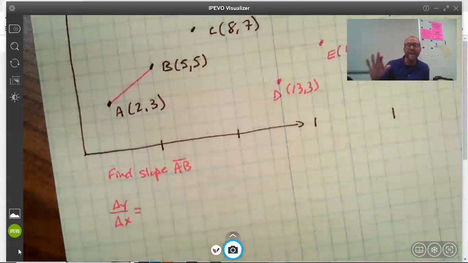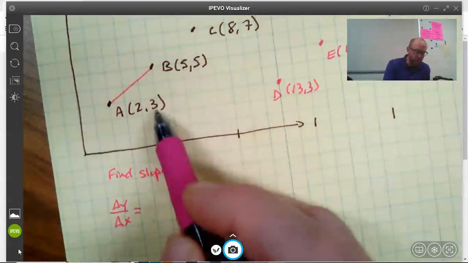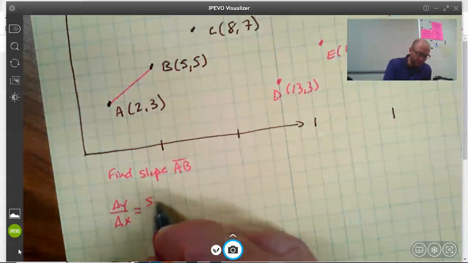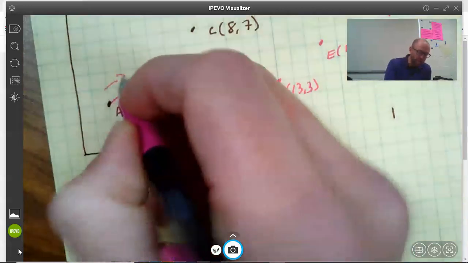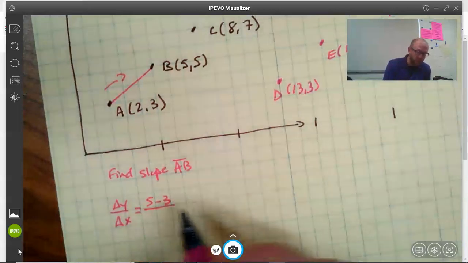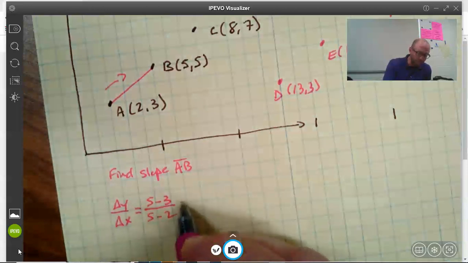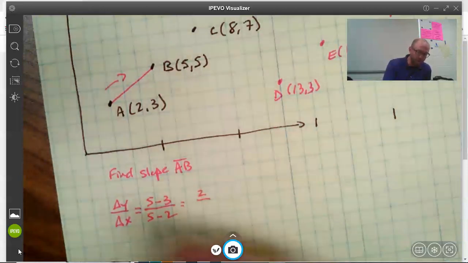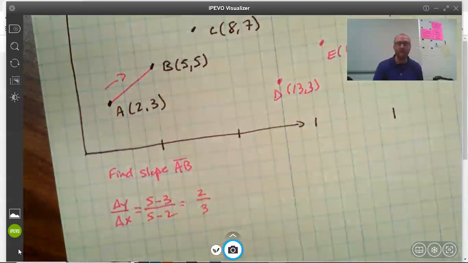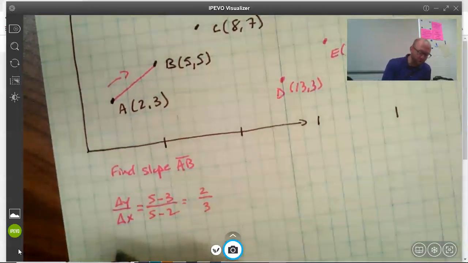Remember, change is end minus start equals change. So for the change in y, it's 5 minus 3 if we're going this direction, right? It doesn't matter. We could go the other direction, but we get the same answer. And for the change in x, it's 5 minus 2. So 5 minus 3 is 2, and 5 minus 2 is 3. Okay, so now we've got to write our equation.